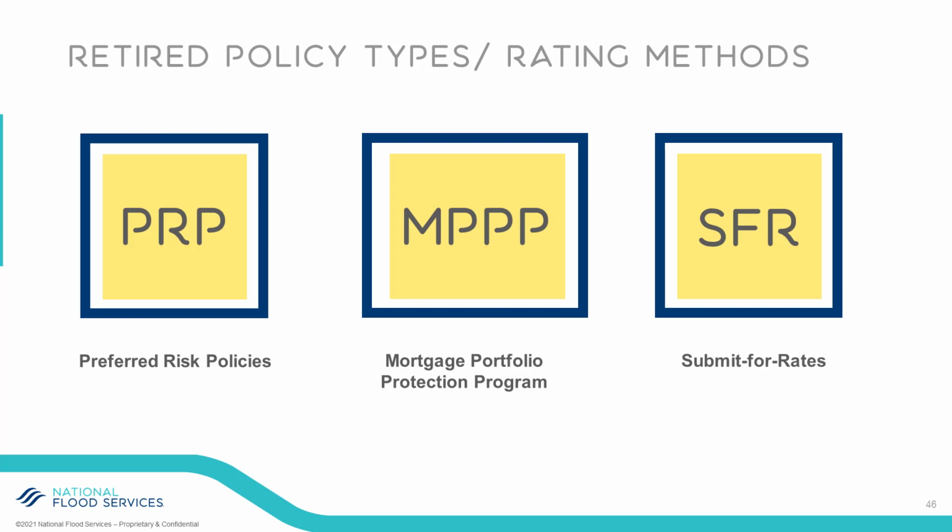The PRP was a set amount. Now, since it's not being offered, the insured can set their own coverage amount. So keep in mind, a former PRP policy can lose its glide path if the policy lapses.